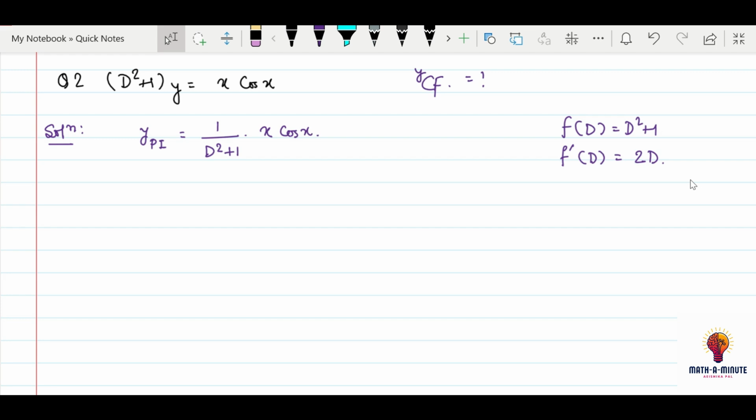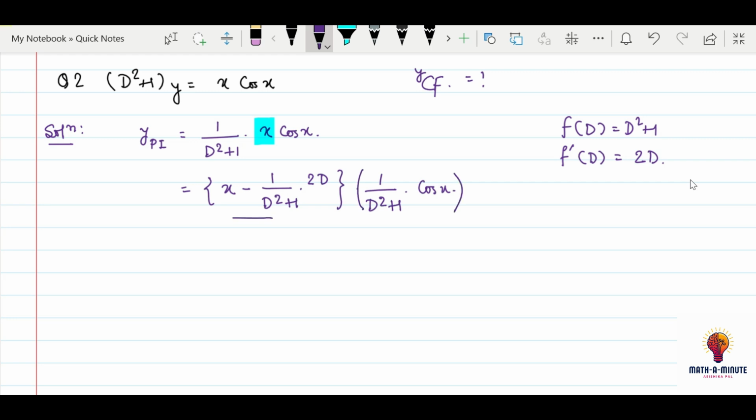Now if I want to shift this function, this polynomial, it will be x minus 1 by f of D. So f of D is D square plus 1 into the derivative of this, which is 2D, into 1 by f of D, that is D square plus 1, cos x. Let me calculate this part first, then I have to apply this operator. So what is the value of 1 by D square plus 1 cos x?